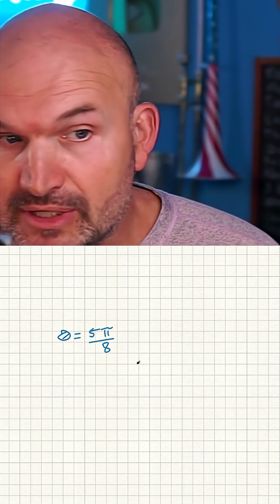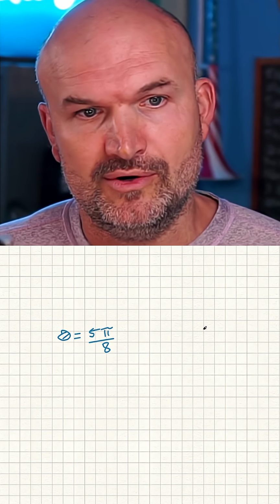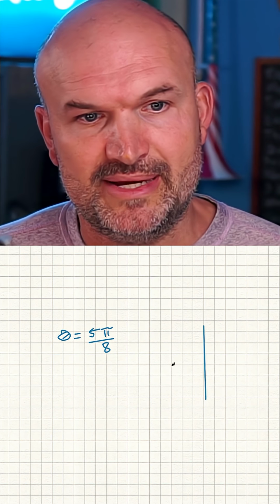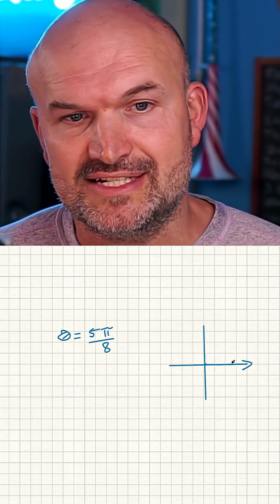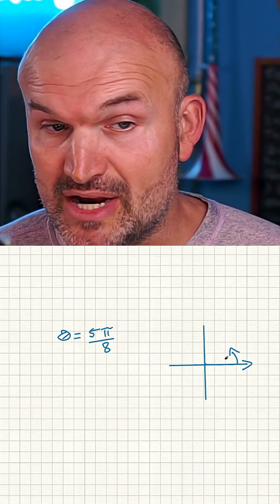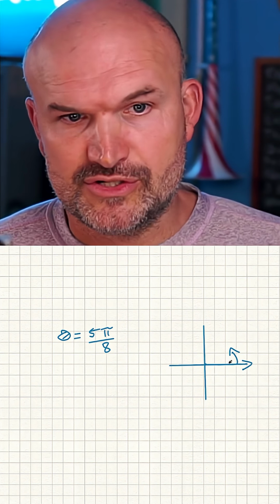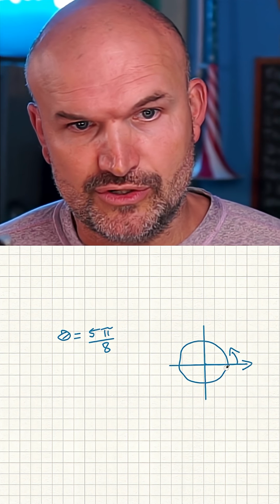So the first angle is going to be 5 pi over 8. Now we're going to do this in standard form. So if you just remember, standard form is going to be on the XY axis, with the initial side here being on this positive x-axis, and we're going to rotate in the positive direction. So we're going to be sketching on the unit circle. So we have a nice big circle right over here.